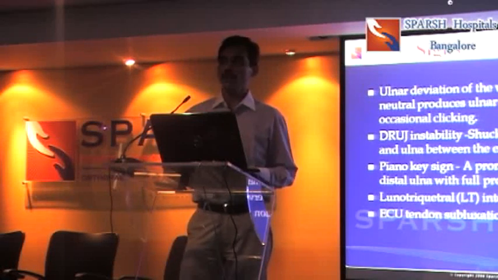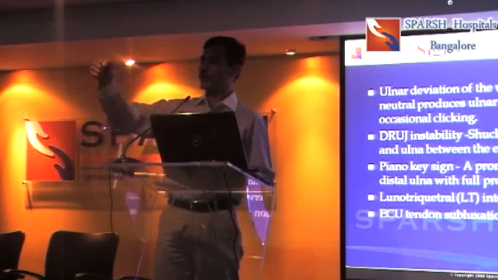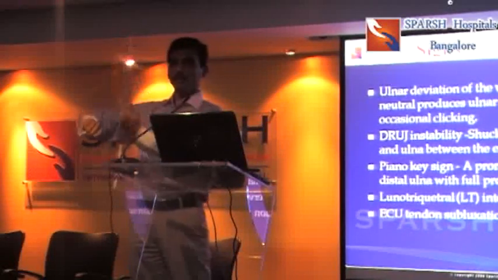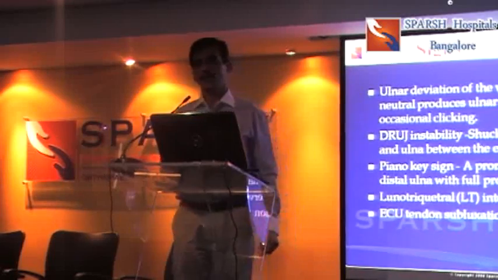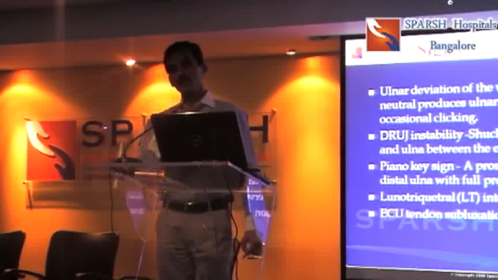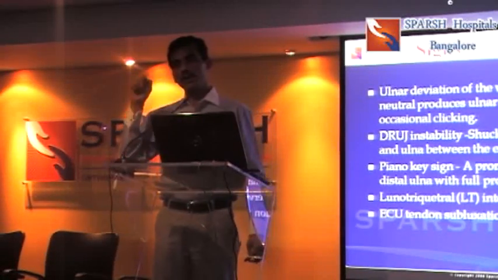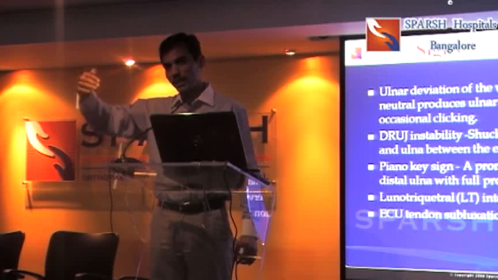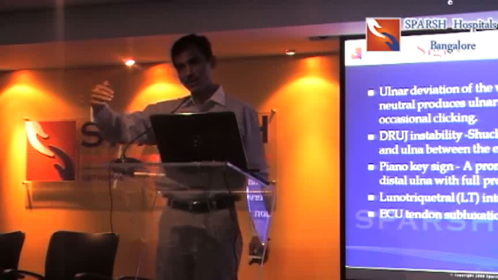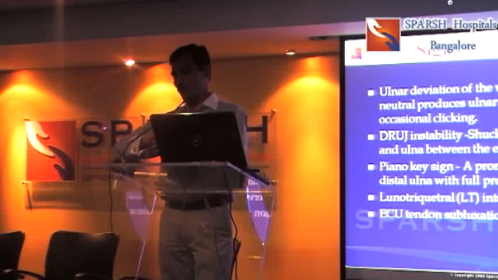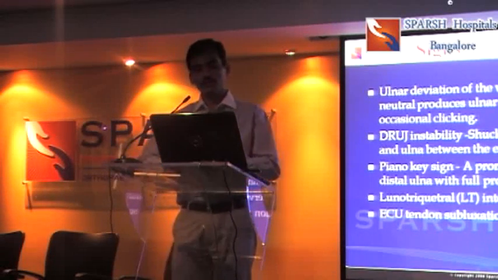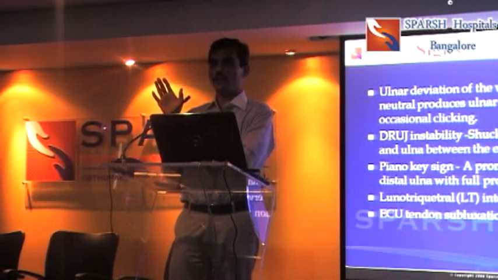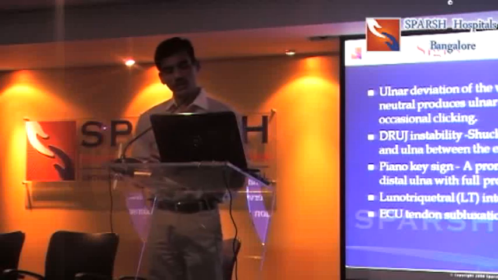The piano key sign is most common in rheumatoid arthritis also. If you do pronation, you see the ulnar head ballotting out. That's the piano key sign. Also, with TFCC, look for lunotriquetral interval tenderness, because a further stage of TFCC tear will affect the lunotriquetral ligament with perforation. Look for lunotriquetral ligament tenderness, which is just on the ulnar side. And look for whether the ECU tendon is subluxing or not. These are certain features you need to look for specific to TFCC tear.